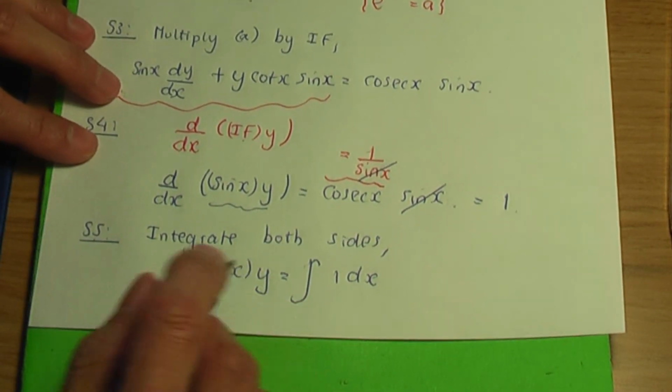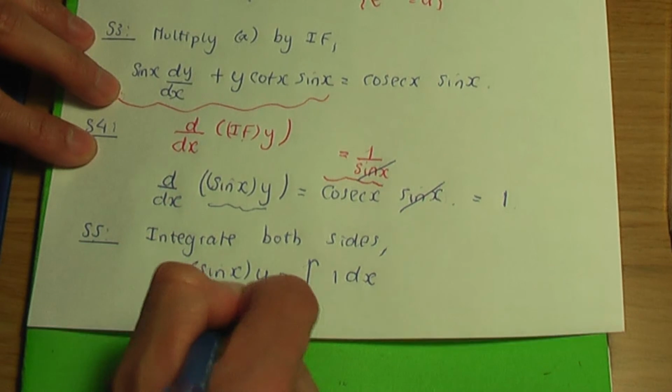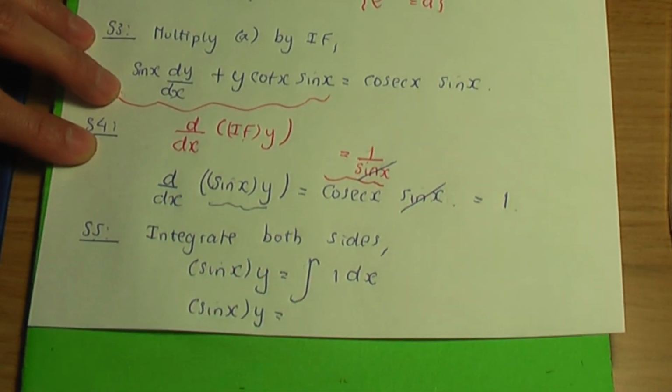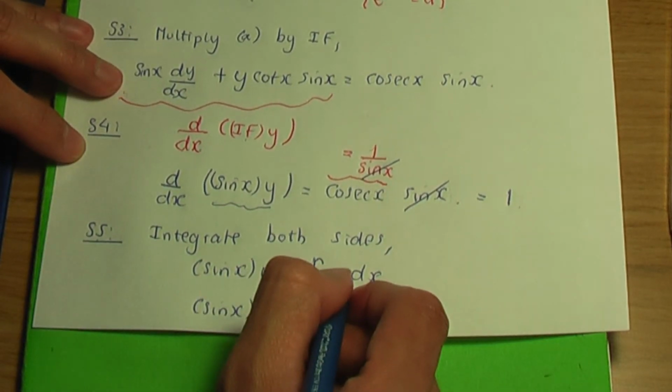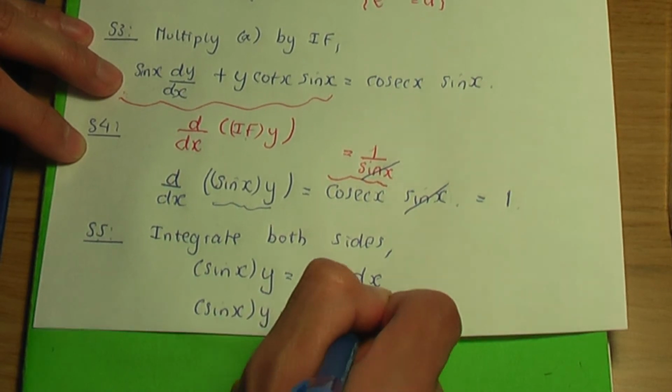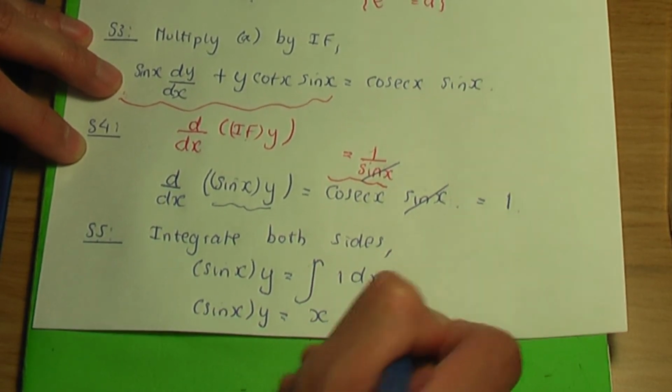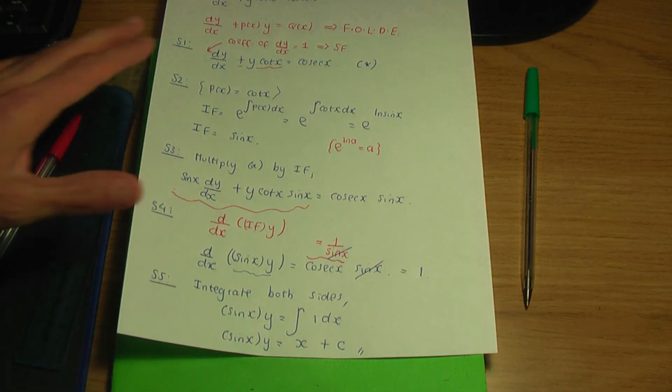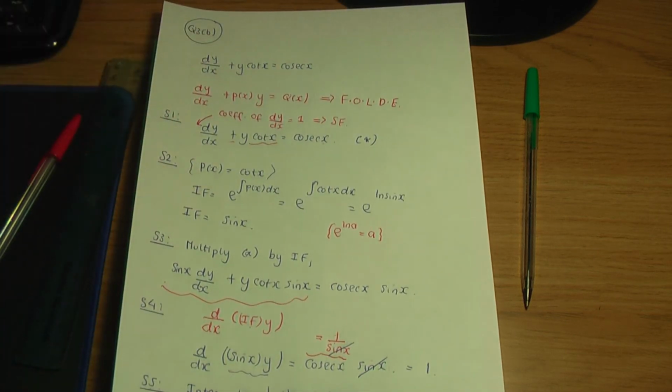So let's complete the question. We have sine x into y on the left. And if we integrate 1 with respect to x, it's x plus c. So this should be the solution to question 3 part B.